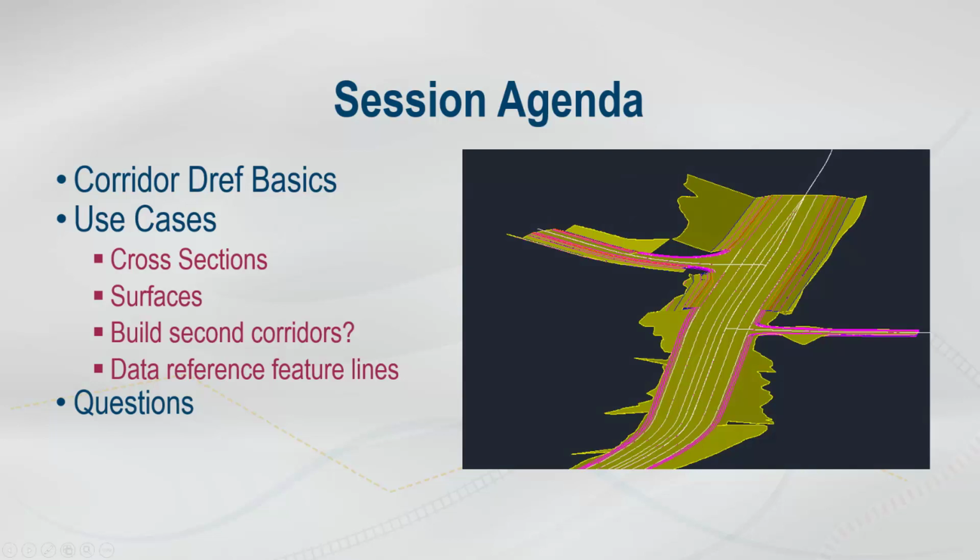So in this session, we talked about basically corridor data referencing, looked over the basics of creating the data shortcut and then creating the data shortcut reference, and then some use cases. We looked at cross sections, surfaces, building second corridors by extracting feature lines, using those as baselines, and also using the extracted feature line as targets. And then we also looked at the possibilities of using feature lines and data reference corridors to essentially data reference feature lines to other drawings.